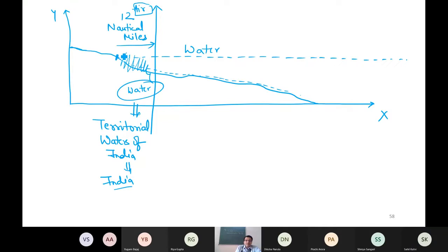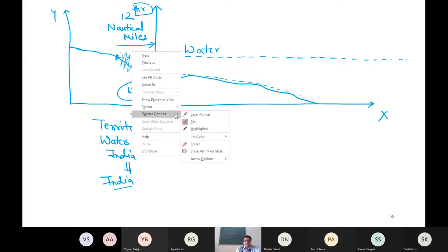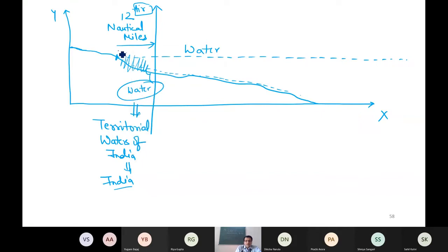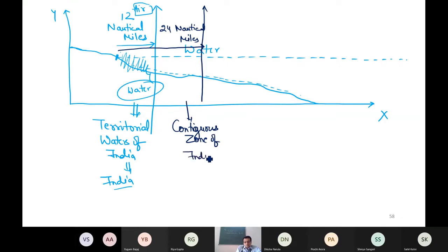Then from the nearest baseline to the next, to the 24 nautical miles, starting from this till this point. Can you tell me till this 24 nautical miles, what is this? Which zone is this? This is the contiguous zone. Contiguous zone of India. It is including the first 12 nautical miles.